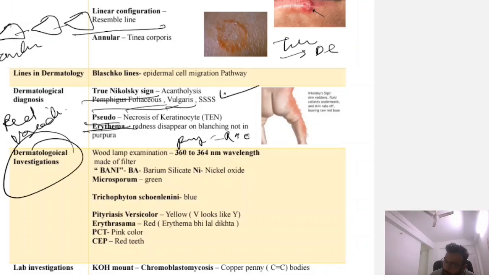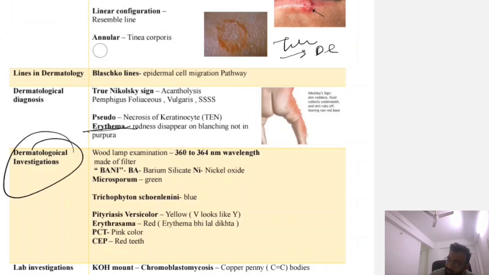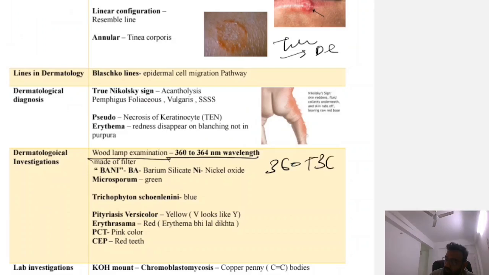Next is dermatological investigation. So dermatological investigation, Wood lamp examination. So 360 to 364 nanometer wavelength is used. It is made up of a filter. Gallium silicate and nickel oxide is used. Okay.